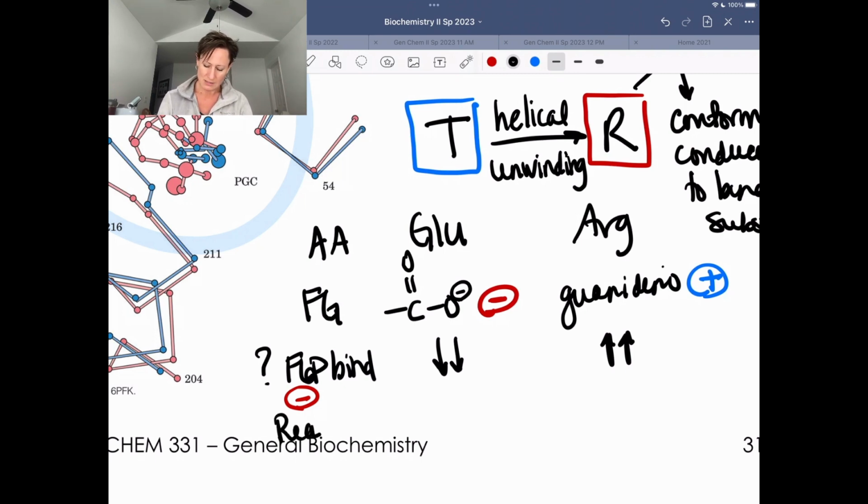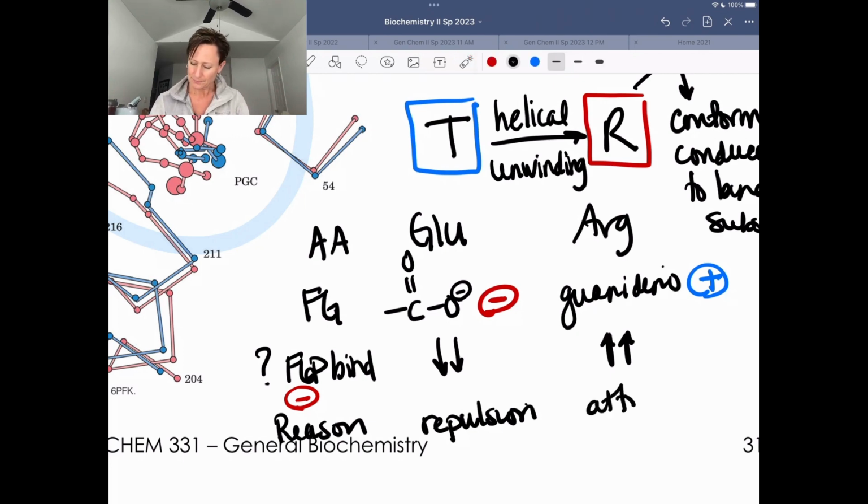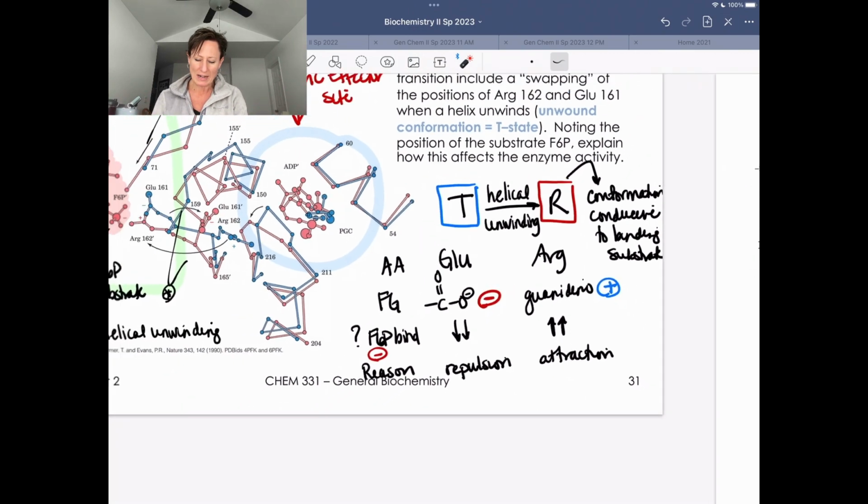So the reason for this is all electrostatic. It has to do with whether there's electrostatic repulsion, because we've got two negative charges that would be in the same locale. That's not desirable. Or we've got attraction, where we're going to have a positive and a negative that are going to, again, make that enzyme active site conducive to binding its substrate.